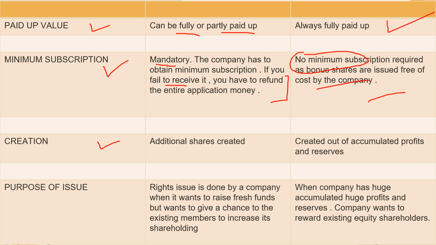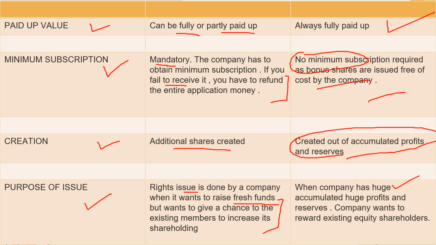Next point is the creation point. Additional shares are created in the right issue, but in the bonus issue, they are created out of the accumulated profits and reserves of the company. Next point is the purpose of issue. Right issue is done by a company when it wants to raise fresh funds, but at the same time it wants to give a chance to the existing shareholders to increase their shareholding by subscribing to the right issue. But when a company has huge accumulated profits and reserves, in that case the company issues bonus shares. The company wants to give a reward to the existing equity shareholders. That is why bonus shares are issued.